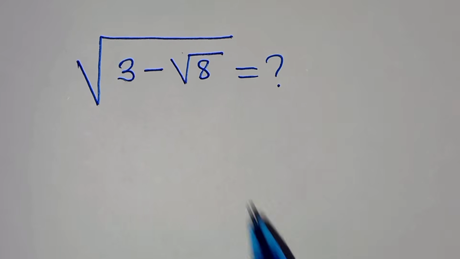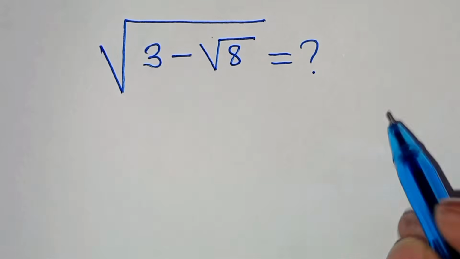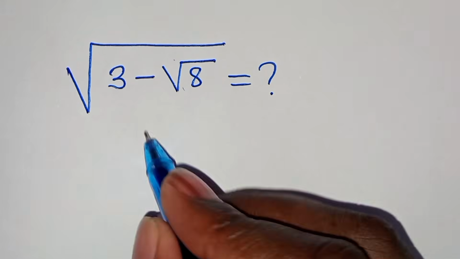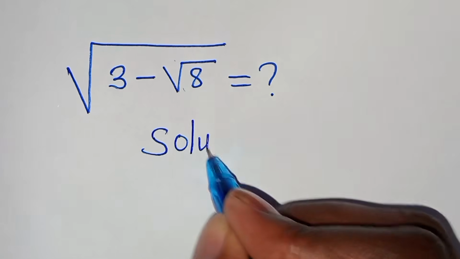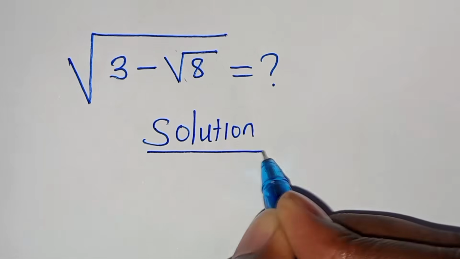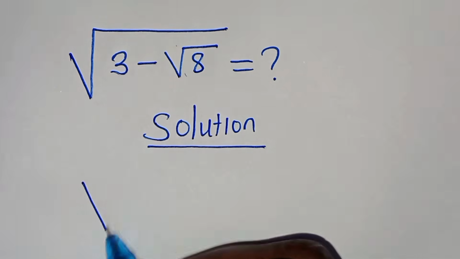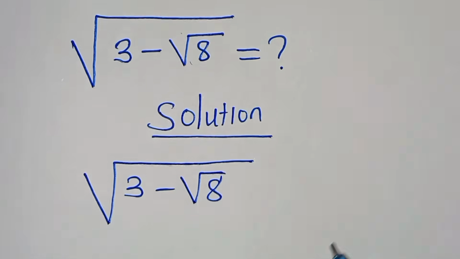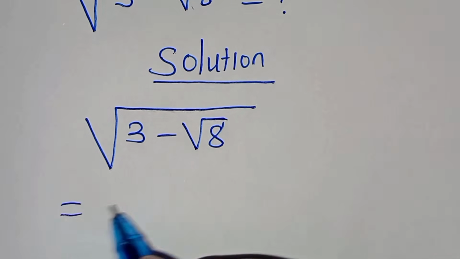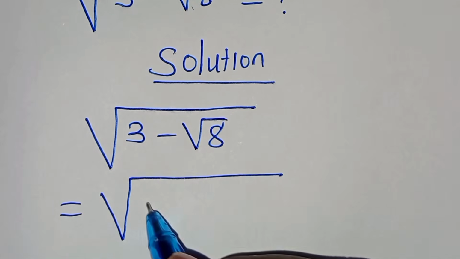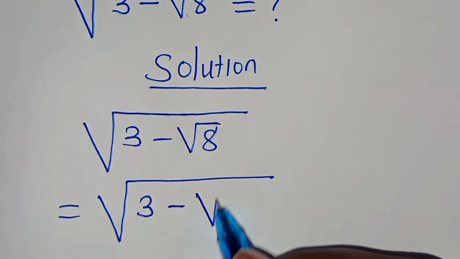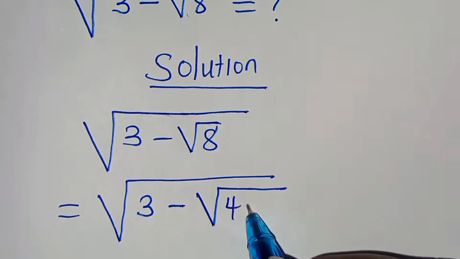You're welcome to solve this nice square root math problem, which is the square root of 3 minus square root of 8. So let's provide a solution from here. So this is the square root of 3 minus square root of 8. Now we can express this as the square root of 3 minus square root of 8. This is the same thing as the square root of 4 multiplied by 2.